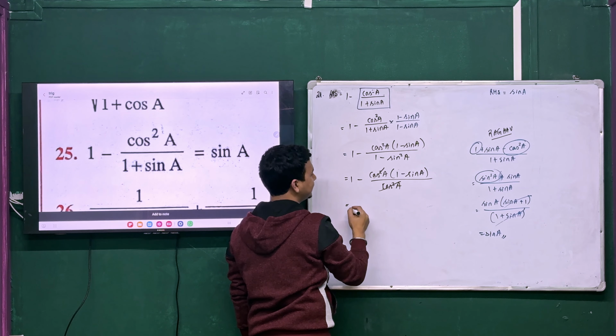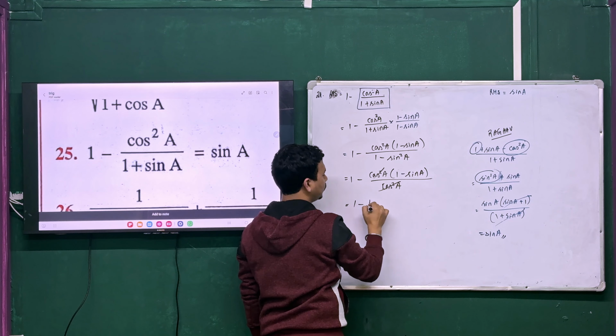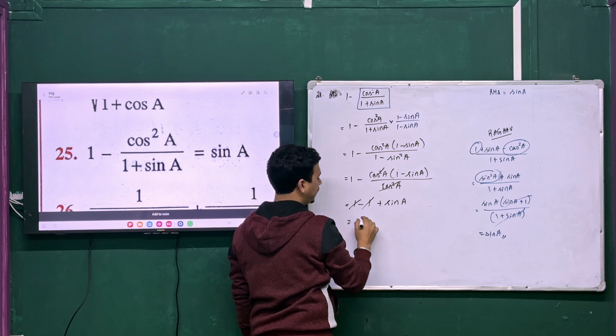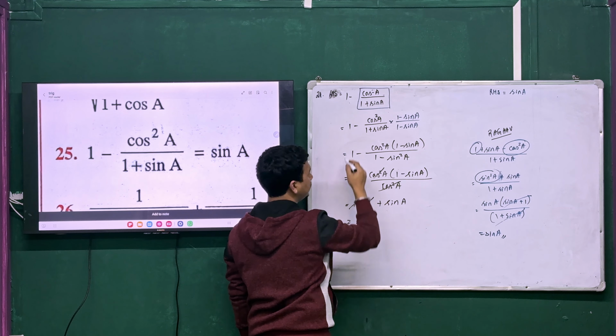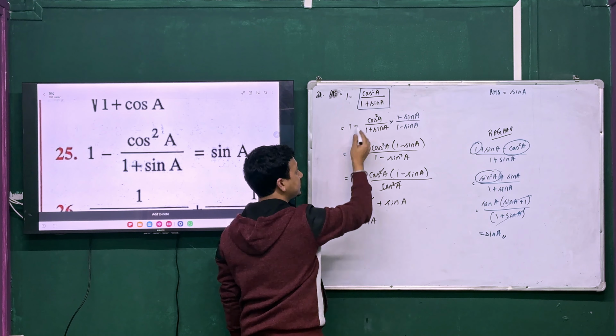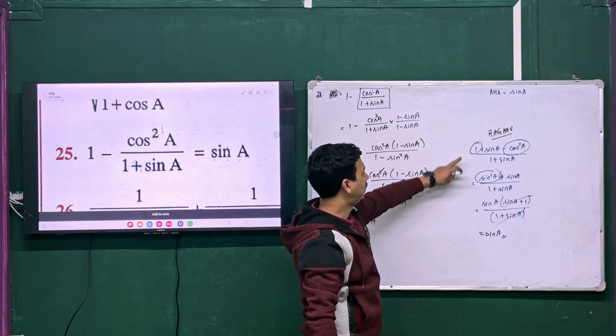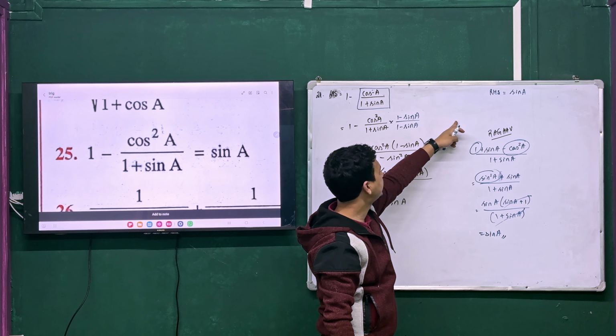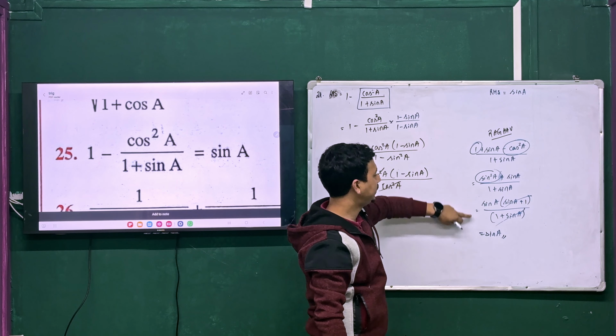Cos square gets cancelled. Then 1 minus 1 plus sine A. So 1 minus 1 will get cut, you get sine A. So 1, 2, 3, 4 steps, including this 5. Raghav's method, this is 1, no, that's the question. That will be 1, 2, 3, 4.